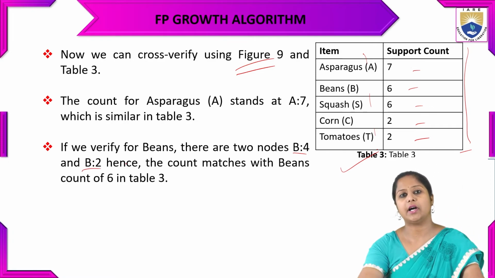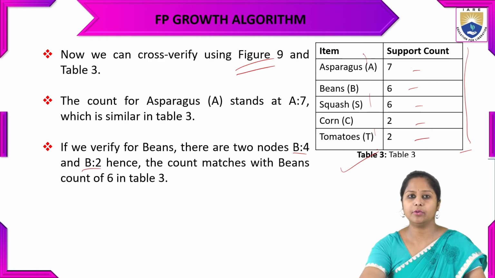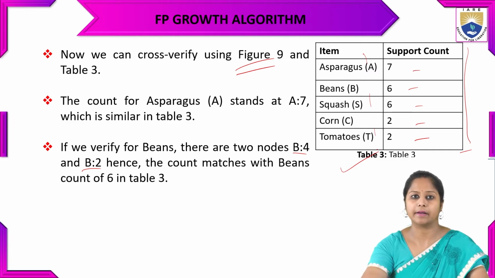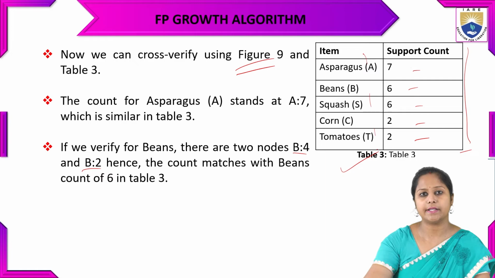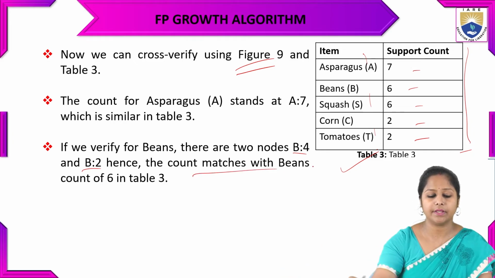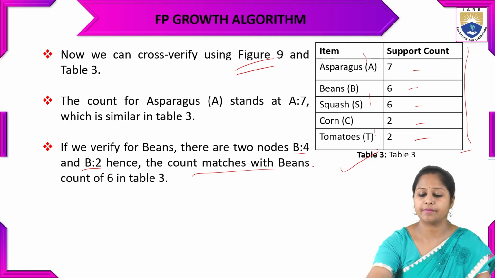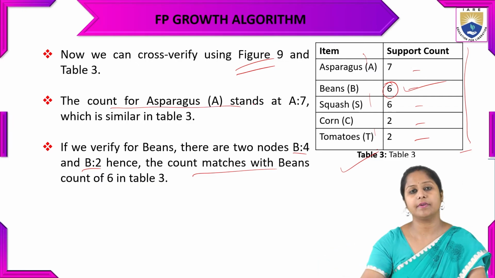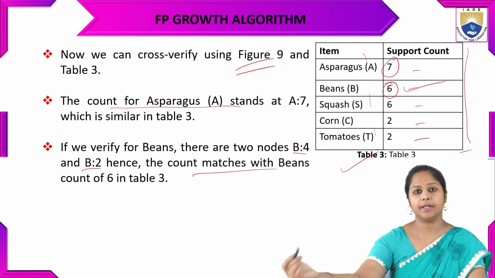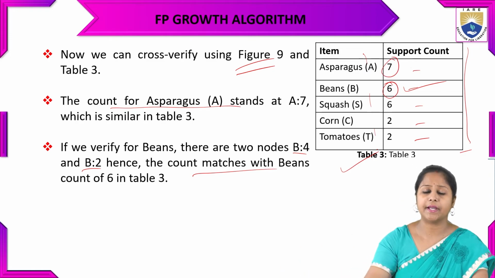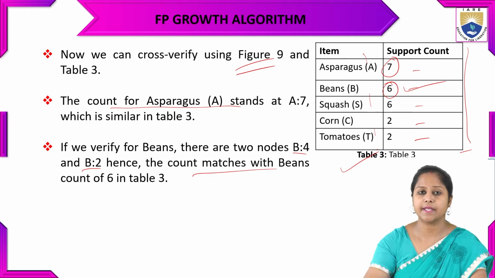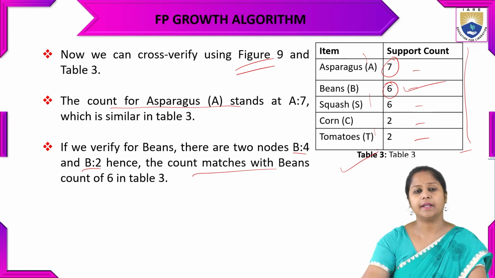There are two nodes, B4 and B2. B4 was occurring on the left hand side, that was the subnode of asparagus. And now B2 is connected to the null node, and it has the B2 count. So the count matches with the beans count of 6 from the table. That was verified, that is correct. The count for asparagus was 7, and in Figure 9 we can see the asparagus is the same 7 as in the table.